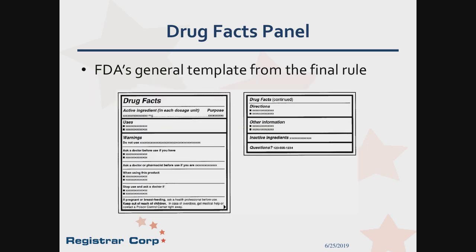So this is the general template that FDA gave in their final rule from the Federal Register. Please do note, though, that your drug may not necessarily have all of these sections, particularly the warnings section. So, for example, you can see all of those subsections underneath the warnings. Some products may have those, some products may not. It all boils down to what sorts of warnings are necessary for safe use of the product.